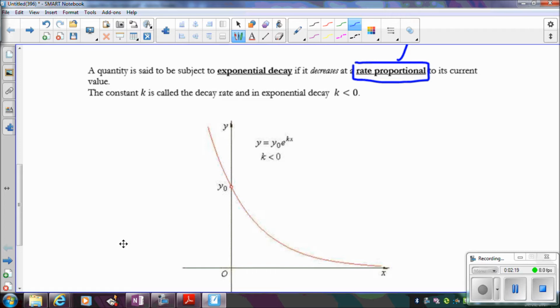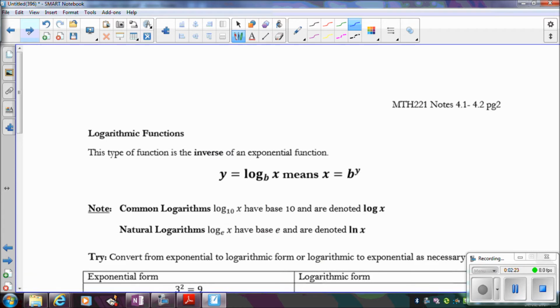So let's go ahead and look at how this relates to logs. So on the next page, we have log functions, which hopefully is a review. But when we talk about logs, logs are inverses of exponential functions and vice versa. So what it means is you can go back and forth between the two. So when I look at this, here's a log function. So this would be y equals log base b of x is how I would read that.